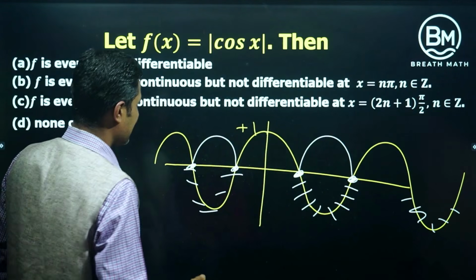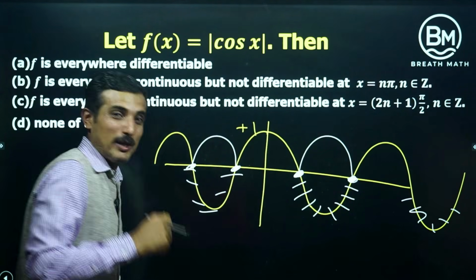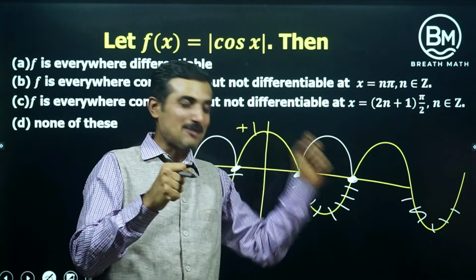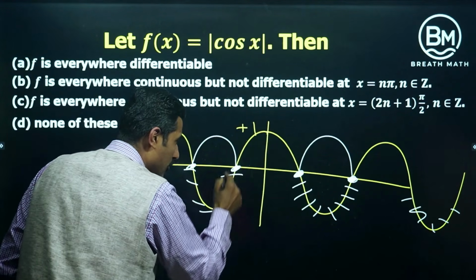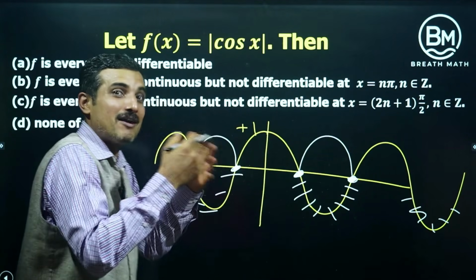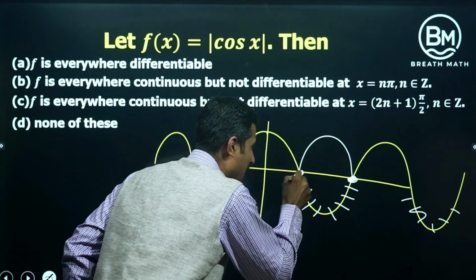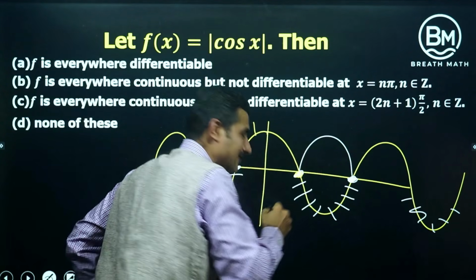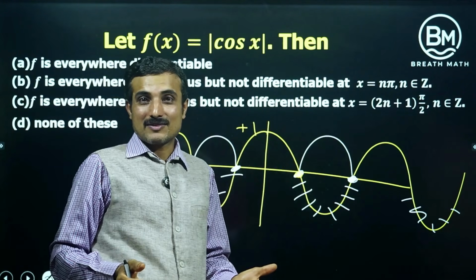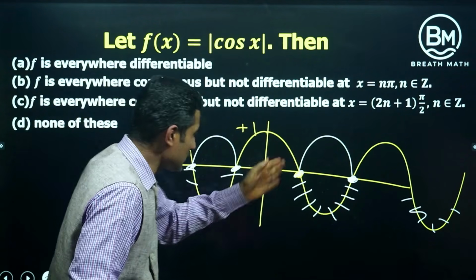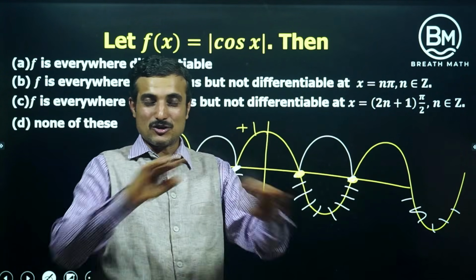What does it mean? At this point, function is not differentiable. Wherever you find sharp edges, at that point function is not differentiable. Reason is, at that point you can draw 2 different tangents. What is dy by dx? Dy by dx is the slope of the tangent. Wherever you find sharp edges, at that point you get left hand derivative, right hand derivative. 2 different things. They're not equal. That is the reason you say whenever you find sharp edge, at that point the function is not differentiable.